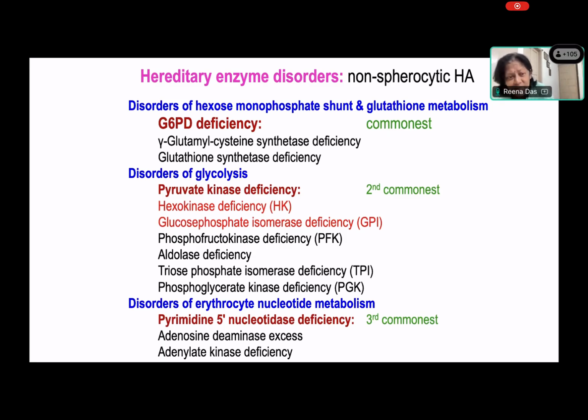Very uncommonly we do see hexokinase deficiency and glucose phosphate isomerase deficiency, and among the disorders of erythrocyte nucleotide metabolism, the commonest is supposed to be pyrimidine 5' nucleotidase deficiency. I myself have not seen a case till now. I've just seen some case reports, and we know that we get a lot of basophilic stippling in the peripheral blood when we think of pyrimidine 5' nucleotidase deficiency.